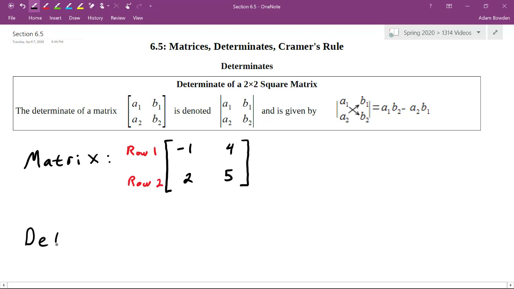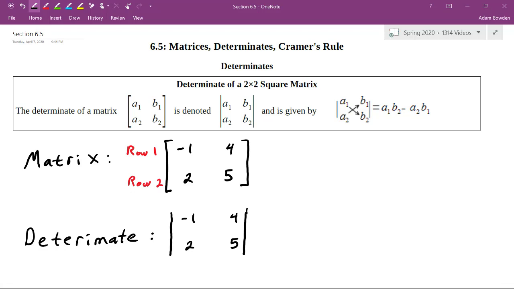A determinant of a matrix looks the same, but instead of putting brackets on either side, we just put straight lines. So we might have the same numbers, but when I put bars on either side, that indicates a determinant of a matrix. So the first thing we're going to talk about is how we calculate the determinant of a 2 by 2, 2 row, 2 column square matrix.